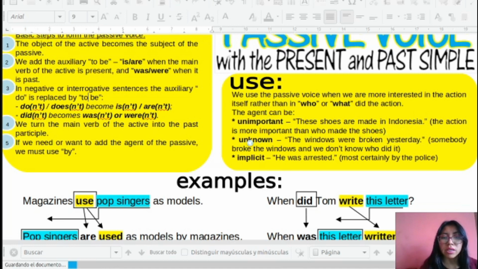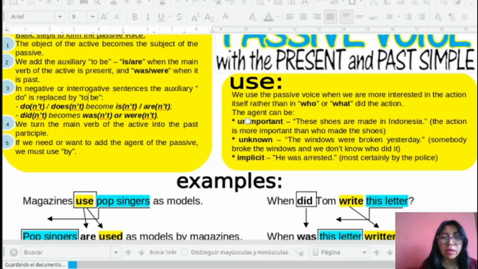The agent can be unknown. The windows were broken yesterday. Okay? We don't know who broke the windows. Okay? Who broke the windows? Somebody broke the windows and we don't know who did it. That is important. Who broke the window? So the windows were broken yesterday.